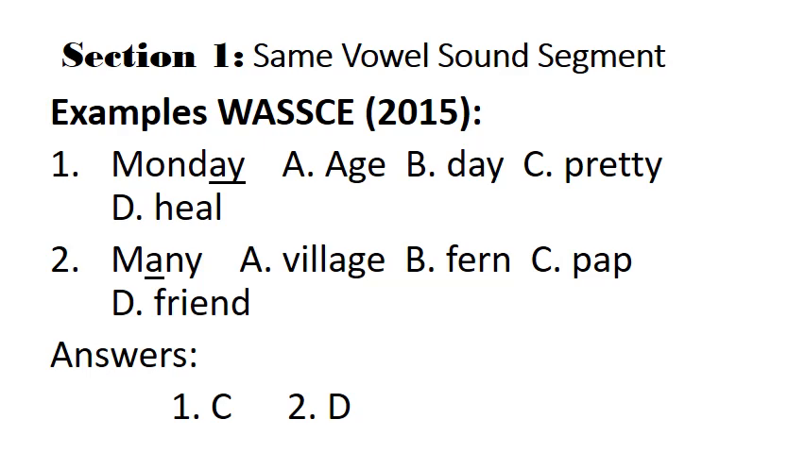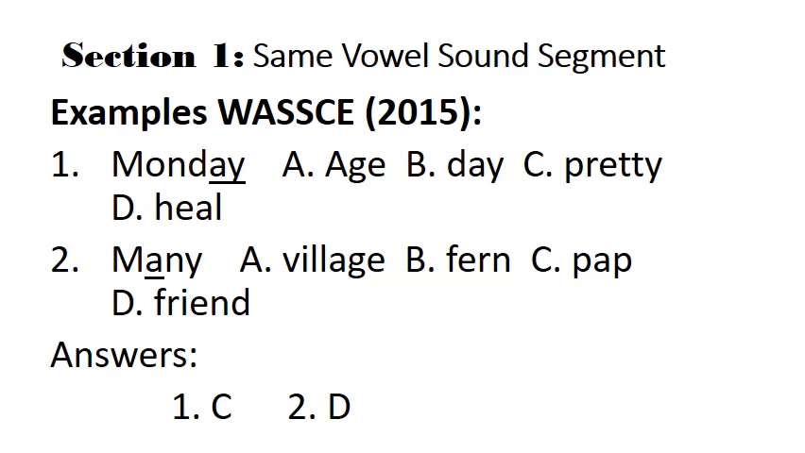For example 2, we have M-A-N-Y as the given word, while letter A is underlined. Options given are V-I-L-L-A-G-E for option A, F-E-R-N for option B, P-A-P for option C, and for option D, F-R-I-E-N-D. To get the answer here again, we have to pronounce. The given word is many. Many. So we are looking for the A sound from the letter A that is underlined.